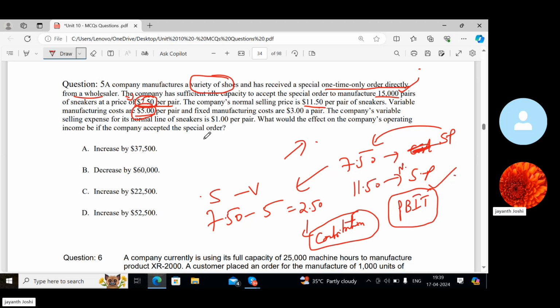If they take up the special order, what is happening? How many pairs do they have to manufacture? 15,000 into 2.50. Is it a positive figure or negative figure? It's a positive figure. Multiply and tell. 37,500. So this much would be the increase in the operating income, correct? Make a note of this. We'll move forward.